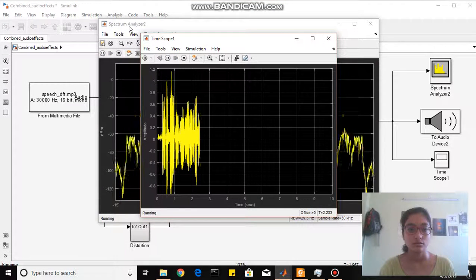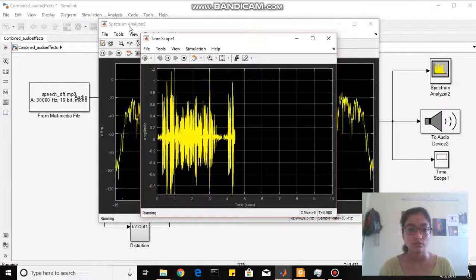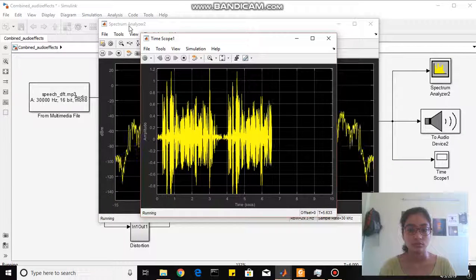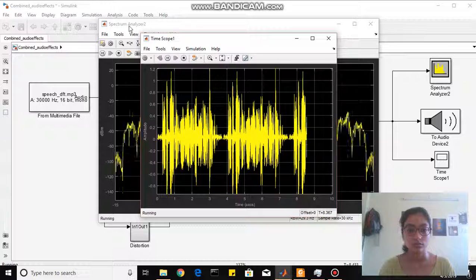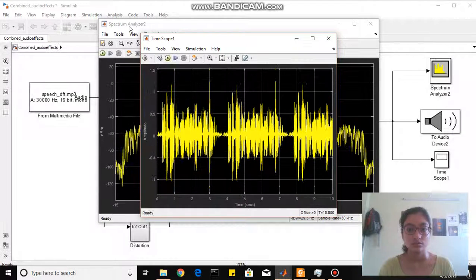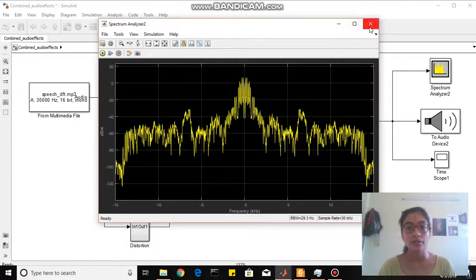The discrete Fourier transform of a real-valued signal is conjugate symmetric. The discrete Fourier transform of a real-valued signal is conjugate symmetric. The discrete Fourier transform. This is how flanger audio effect sounds like.